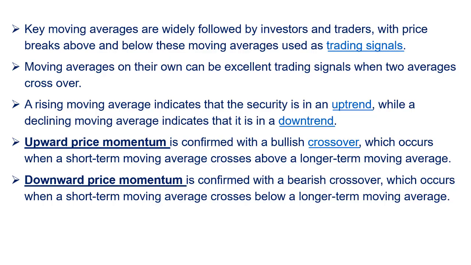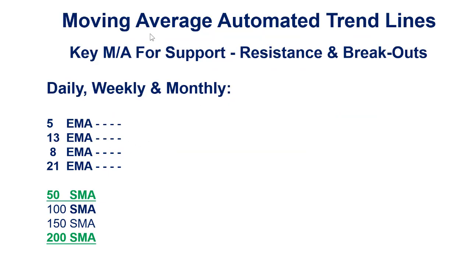So let's look at some different trade examples, and I'll show you how I incorporate moving averages into my trading. But first, let's take a look at the key moving averages. The ones that I tend to follow for a daily, weekly, or monthly time frame, so from a swing trade all the way up to what I call a macro time frame, are the 15 exponential moving average, the 13 exponential, the 8 exponential, the 21, and then I always want to know where the 50 simple moving average is, the 100 period simple, 150, and 200.